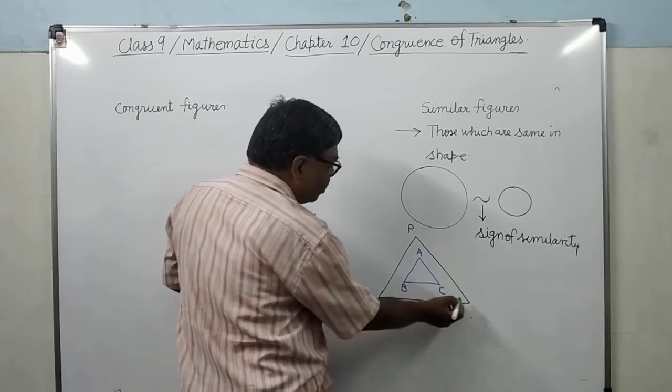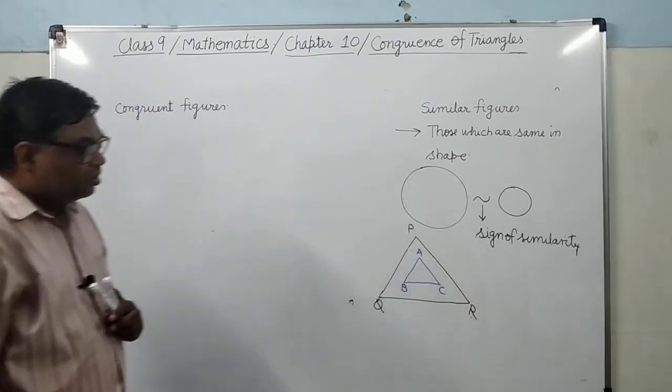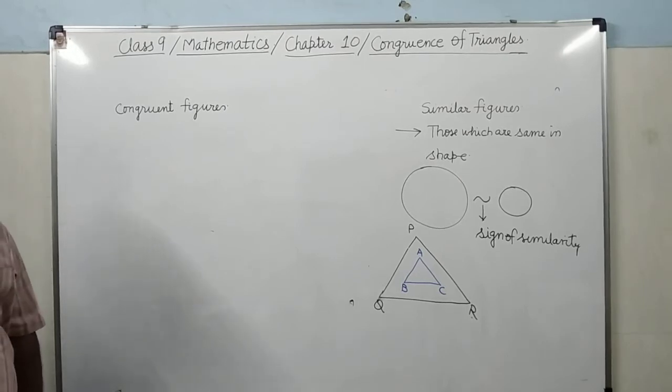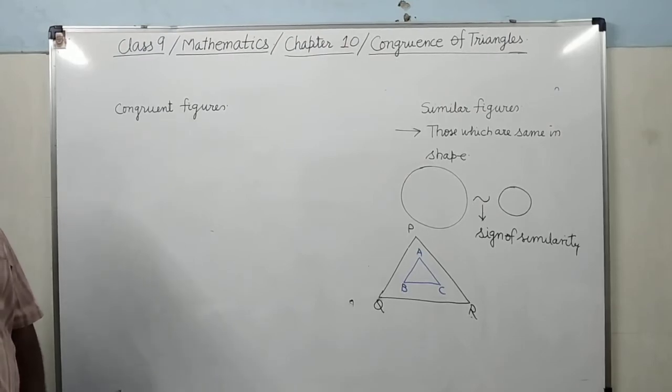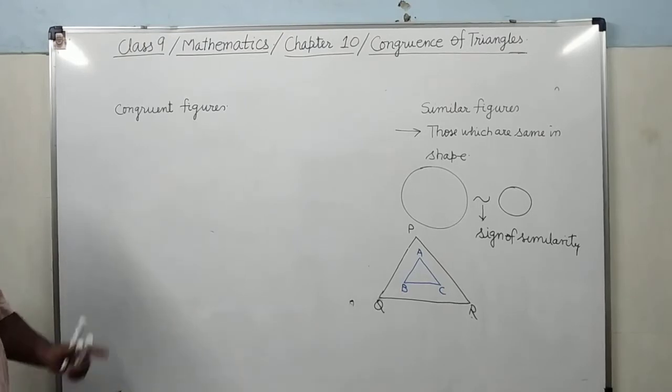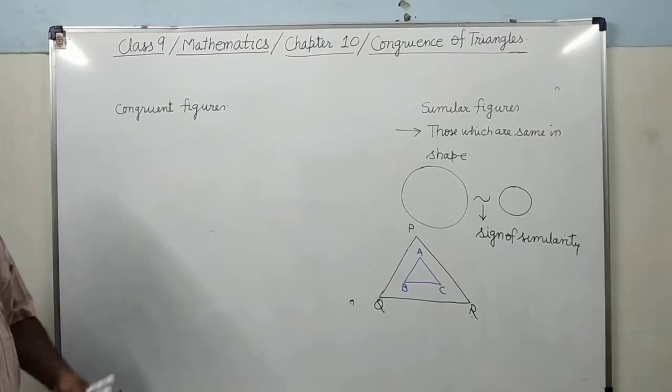Whether they are same in shape? So you can see here, yes, they are same in shape. Means both the triangles are similar. But whether they are equal in size? No, they are not equal in size. It's clear? Their sizes are different. Which one is the bigger triangle? The bigger size triangle is triangle PQR, and triangle ABC is of smaller size. So here both the triangles are similar, but they are not equal. It is clear?